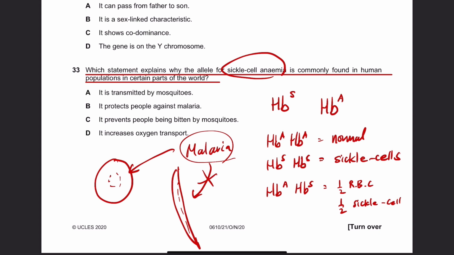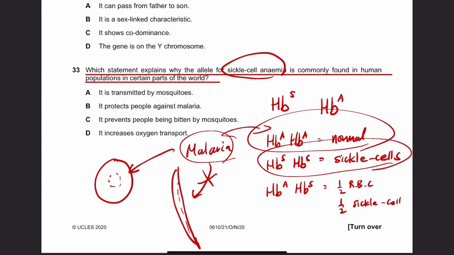Because normal people get affected by the malaria and they often die. Those who have sickle cells only can't actually live when they're born. When they're embryos, before they're born, they often die. So these two are quite hard to survive in some parts of the world. And these guys can live because half of them are normal, half of them are sickle cells.